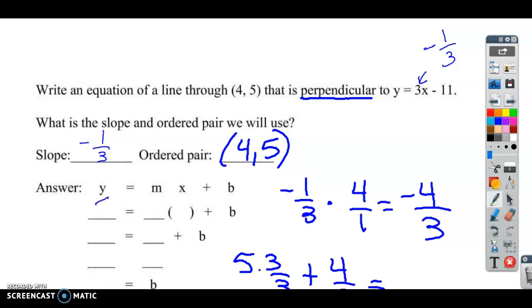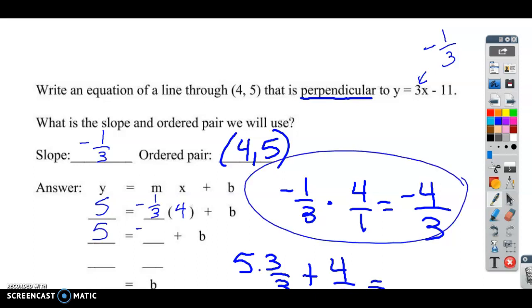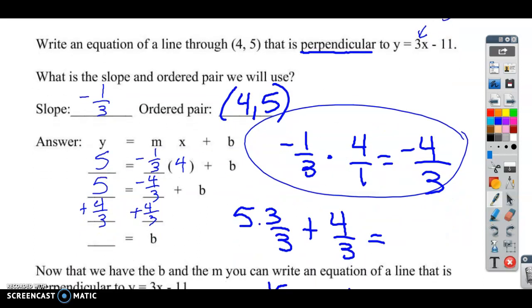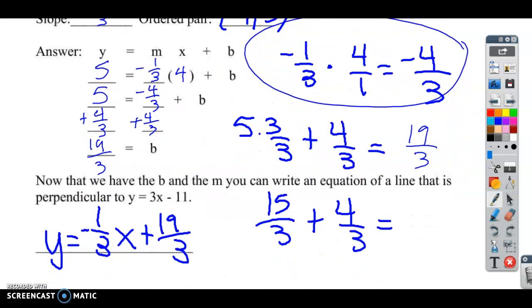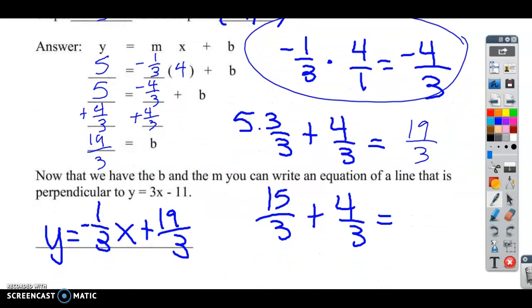So we plug in 5 for y, negative 1/3 for m, and x is 4. So I'm going to multiply negative 1/3 times 4, and here's your work right here. You get negative 4/3. Now I'm going to add 4/3 to both sides, so I have to add 4/3 and 5. I'm going to make my 5 into thirds, so that's 15/3, plus 4/3 for a total of 19/3. And there's my new b. So make sure you use your new slope when you write your answer, negative 1/3 x plus 19/3. You might have to look at that again before you move on.